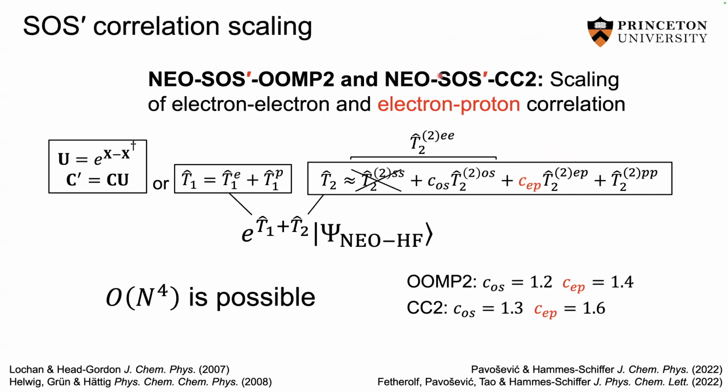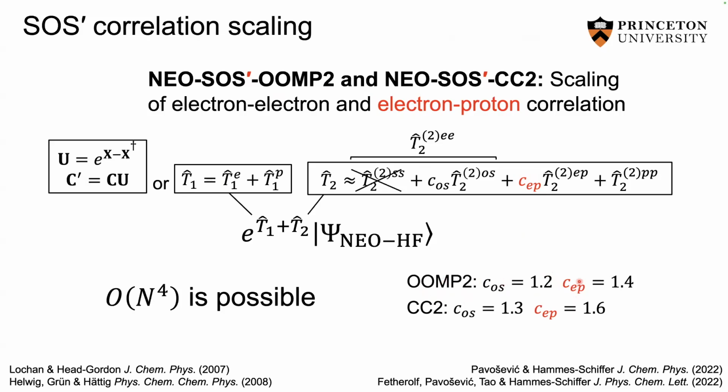In this case, we call it SOS prime CC2 and SOS prime OOMP2, the prime being that we are also adding an additional scaling factor to the correlation energy. And this is empirically derived, but a single scaling factor for all systems. So it's not system specific, not observable specific.